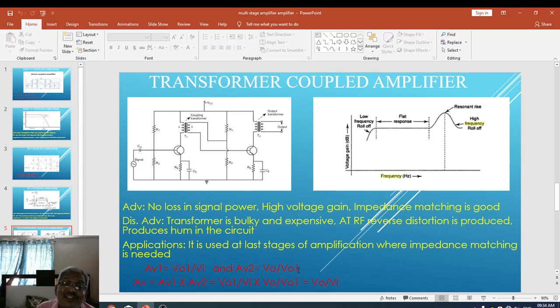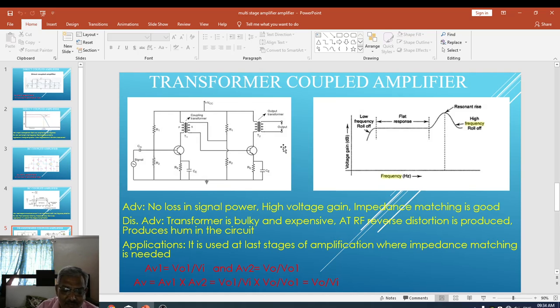Therefore, the net voltage gain is AV equals AV1 into AV2. So that is VO1 upon Vi into VO upon VO1. VO1 will cancel and the final gain will be VO upon Vi. This is how the transformer coupled amplifier is used as an amplifier.